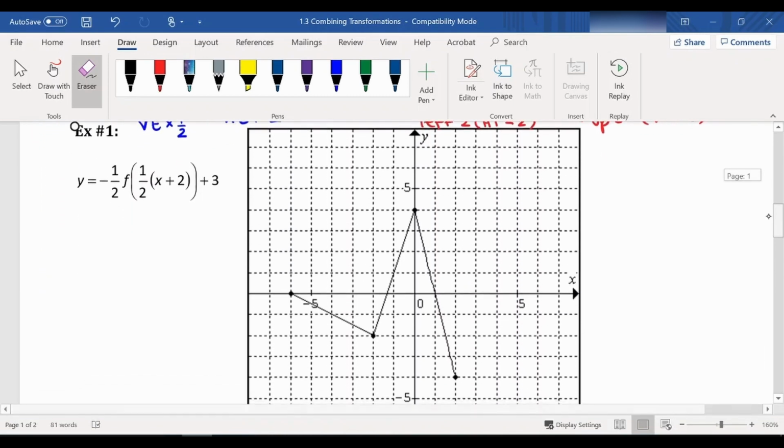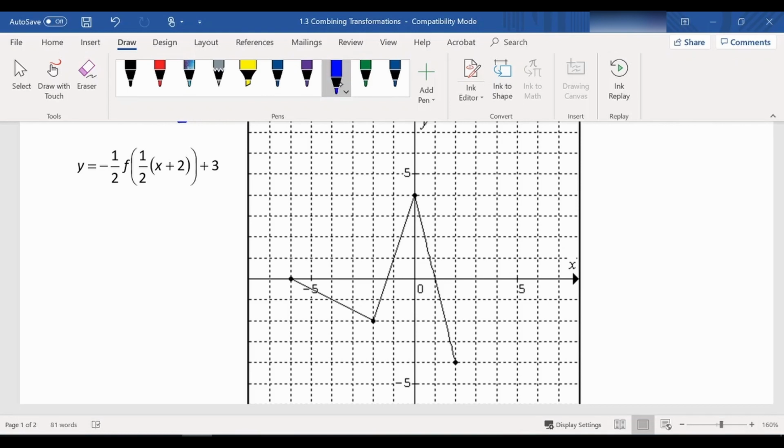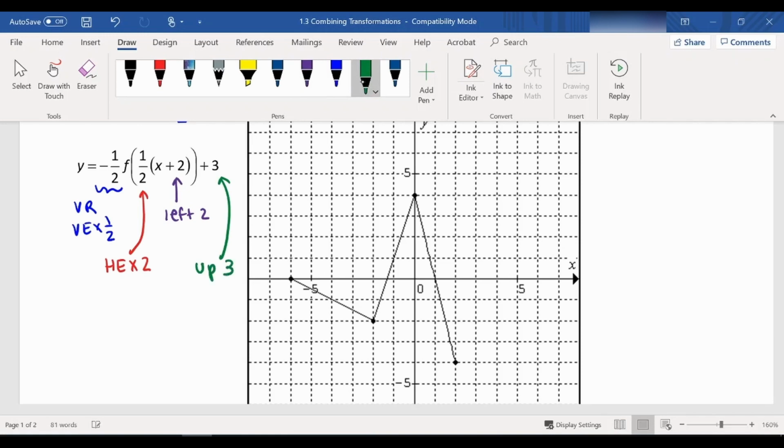So the next one, what we're going to do is we're going to be combining all these transformations together. Okay, so we can see here we have from the -1/2, this is a vertical reflection and a vertical expansion by 1/2. That's what we just had. Okay. This 1/2 here is a horizontal expansion by 2. It's inside the function with the x. As soon as it's inside the function with the x, it is a horizontal change. Okay. This +2 here is a left 2, and this +3 at the end is up 3.